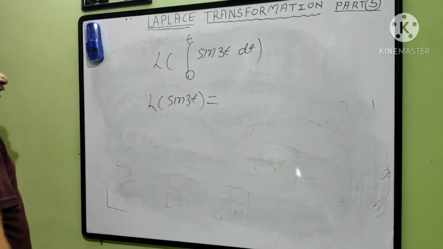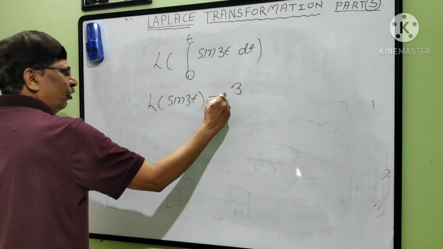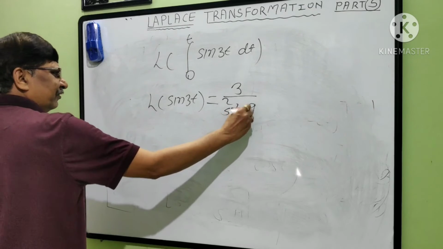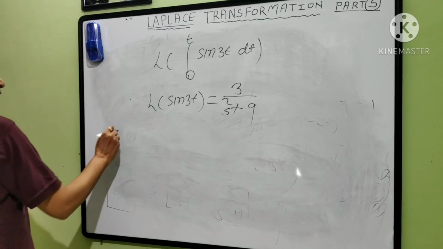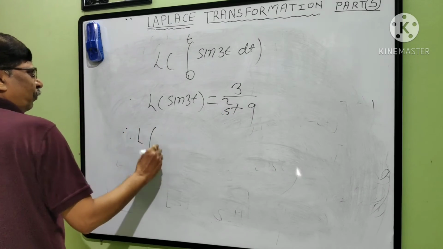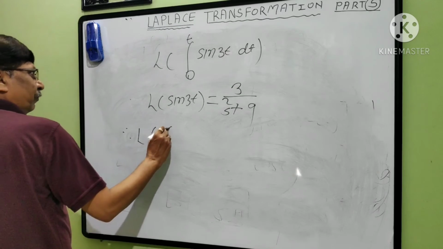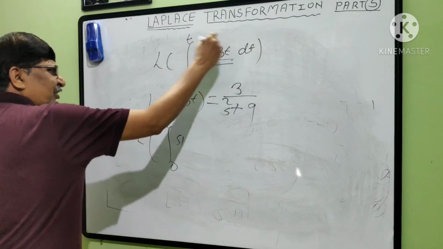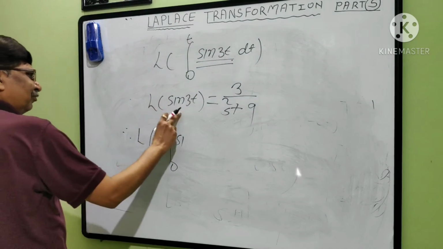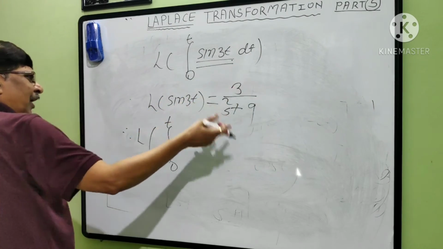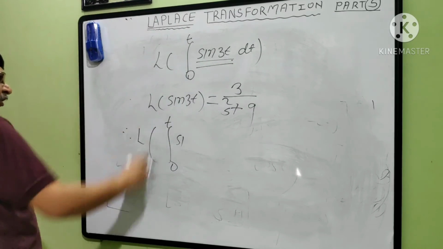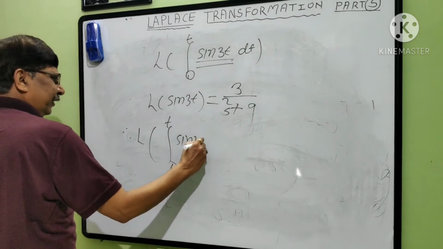Sin at means a upon s square plus a square, that is 3 upon s square plus 3 square, that is 9. From that, if you want to find the Laplace transformation of the integration of f of t, this integration of sin 3t, you know the Laplace transformation of sin 3t, and from that you have to find the Laplace transformation of the integration from 0 to t of sin 3t dt.